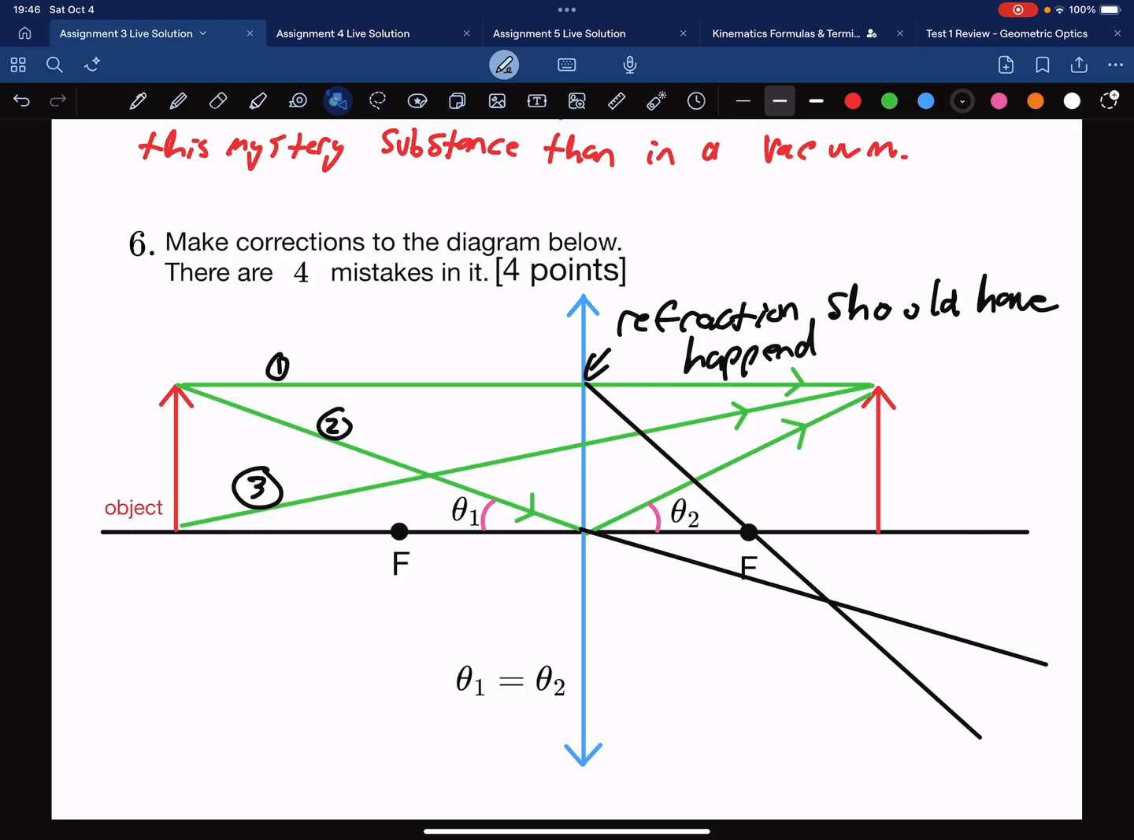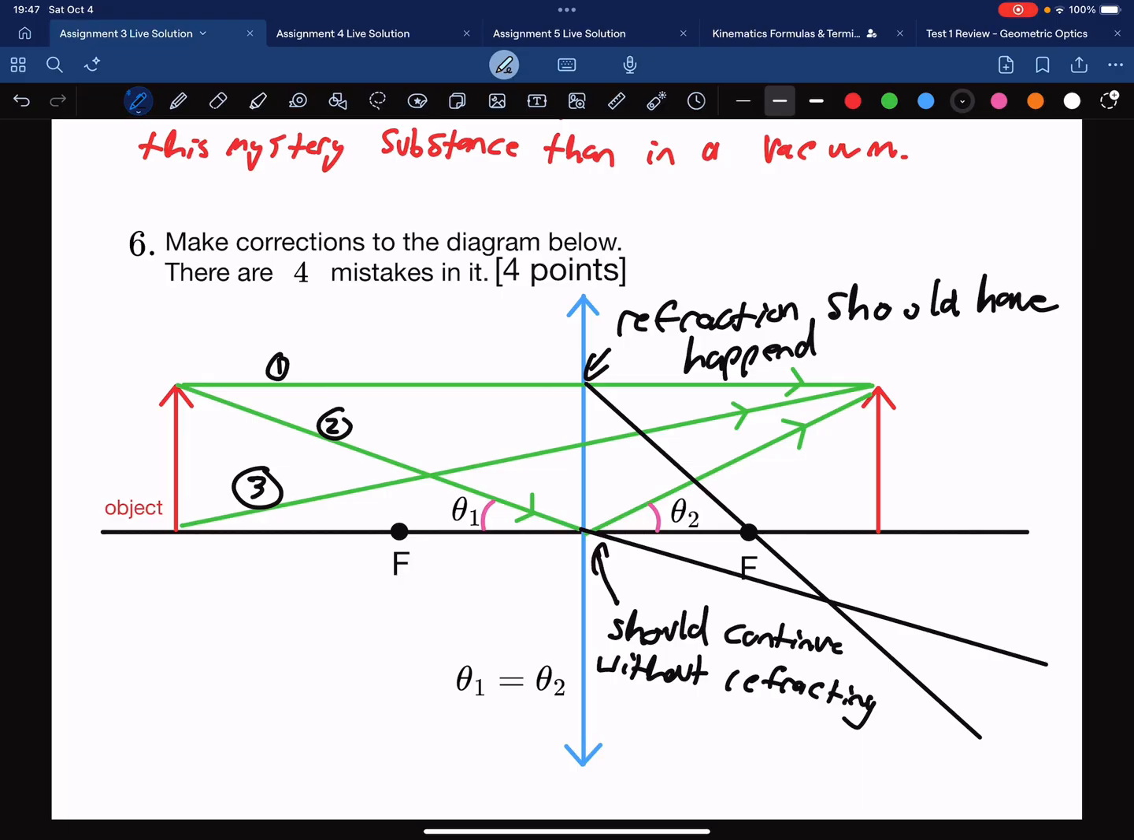So that's almost parallel. Good enough for my sketch. That's what should happen. So it should continue to pass through. Should continue without refracting. In this case, it is because it's going through the center.